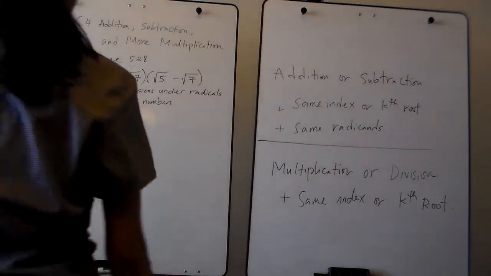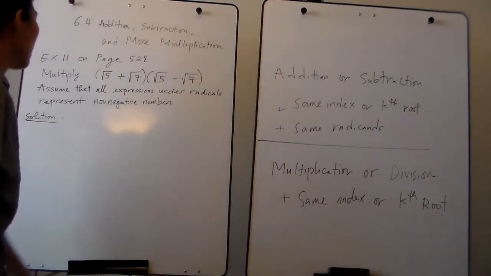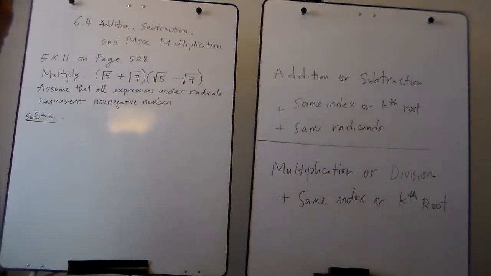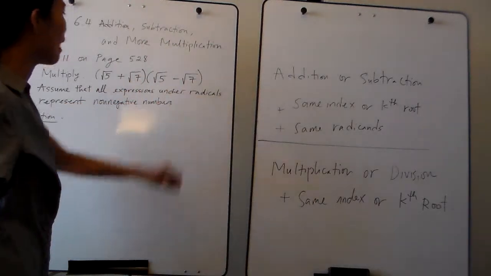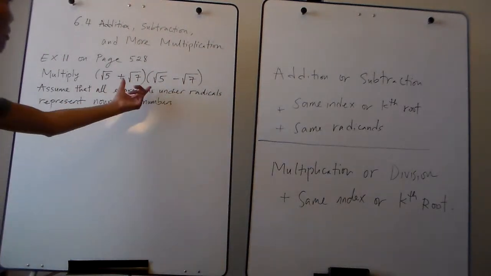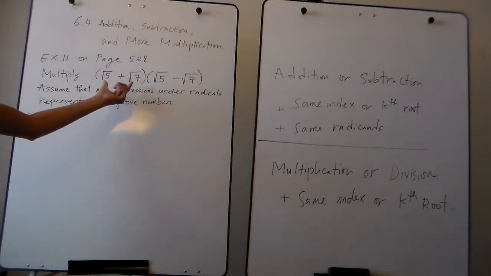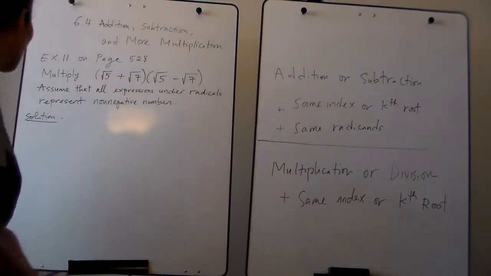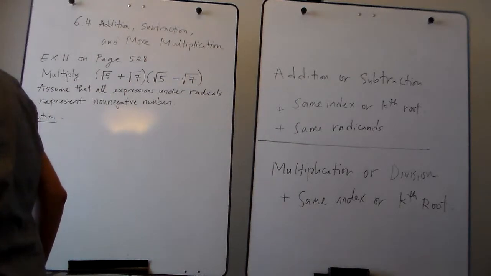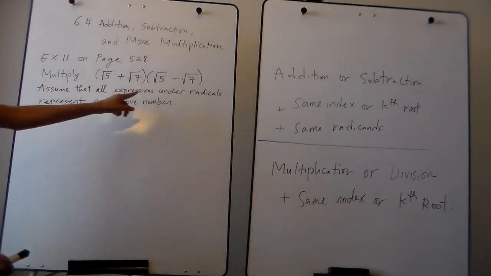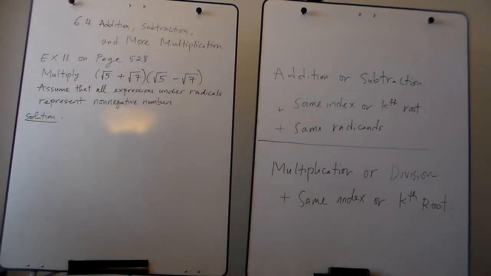Example 11 on page 528: multiply square root of 5 plus square root of 7 times square root of 5 minus square root of 7. So we are multiplying two factors, and each factor has two terms. Assume that all expressions under radicals represent non-negative numbers.